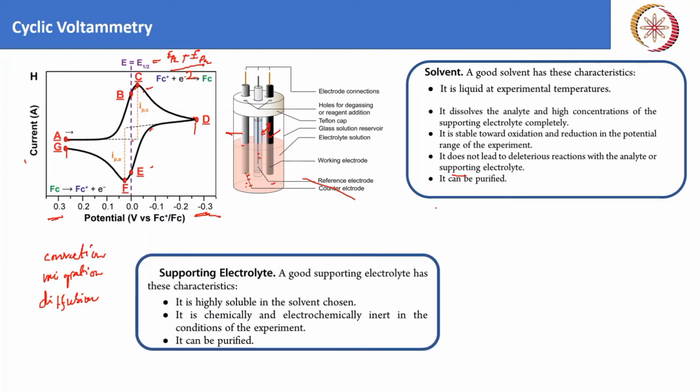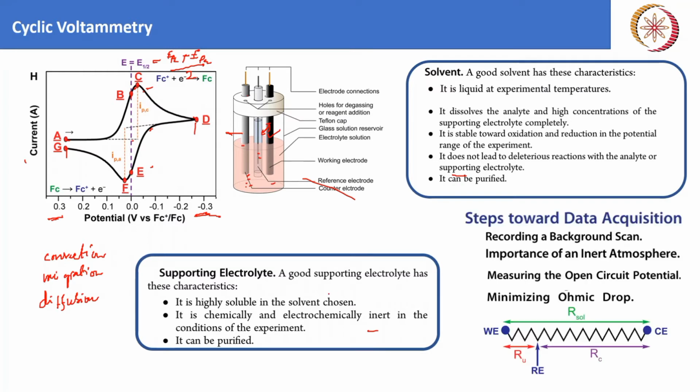So now the question is, what can we take as the electrolyte or supporting chemical? The supporting chemical should also be soluble in the solvent, it should be chemically and electrochemically inert, and it must be purified. After that, we have discussed what the steps should be to acquire data.